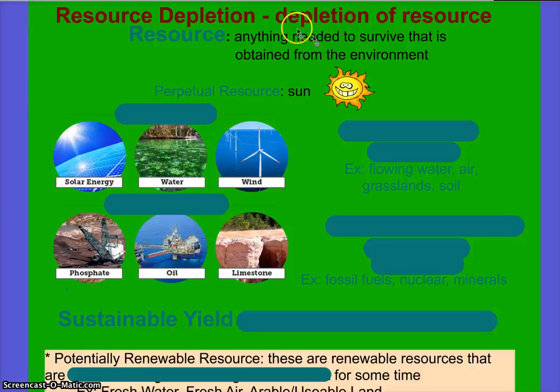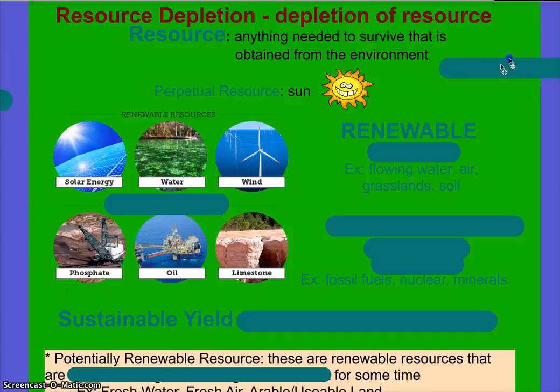Which is which? The top's renewable, which means what? We can keep using it. It should never run out. It's inexhaustible, it's always available. All of those things mean renewable. Like water, air, grasslands, or soil, those are renewable.